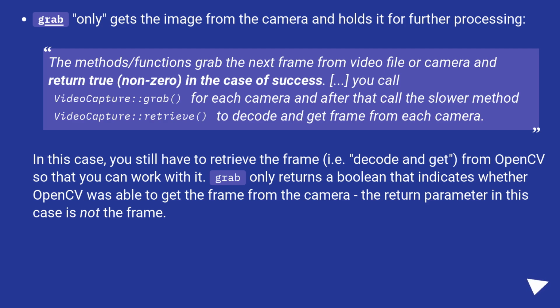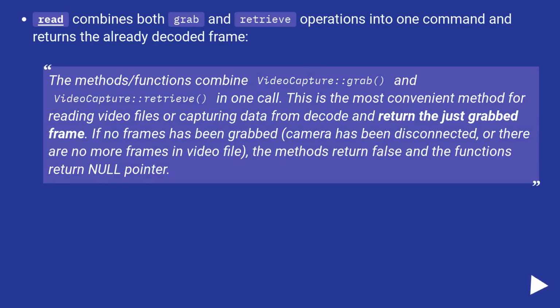Grab only returns a boolean that indicates whether OpenCV was able to get the frame from the camera. The return parameter in this case is not the frame. Read combines both grab and retrieve operations into one command and returns the already decoded frame.